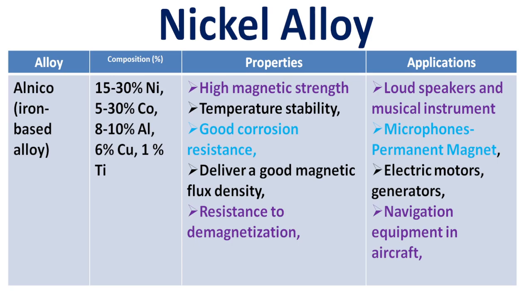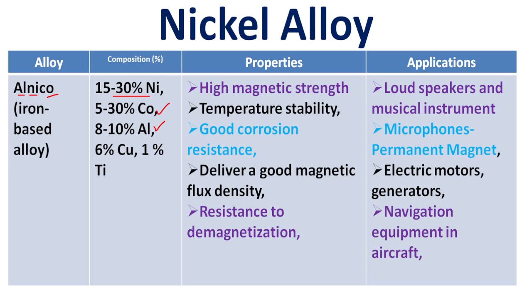Next one is Alnico. Alnico is an iron based alloy, a mixing of aluminum, nickel, and cobalt. Three alloy combination, so it is called Alnico. It contains 15 to 30% nickel, 5 to 30% cobalt, and 8 to 10% aluminum, with the remainder 6% copper and 1% titanium.